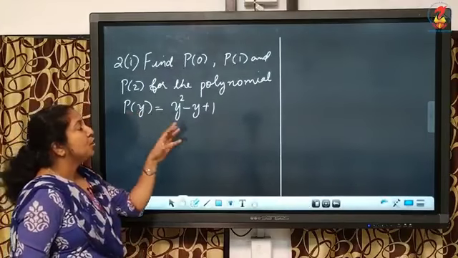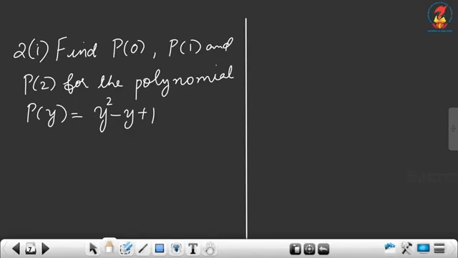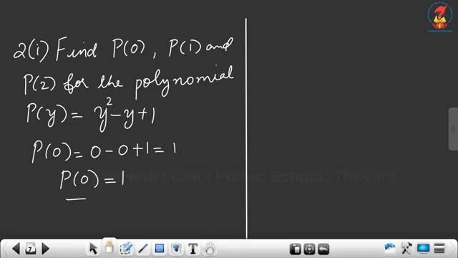Then find p of 0, p of 1 and p of 2 for the polynomial p of y is equal to y square minus y plus 1. So, p of 0 is equal to 0 minus 0 plus 1, which is equal to 1. So, what we can write is p of 0 is equal to 1.